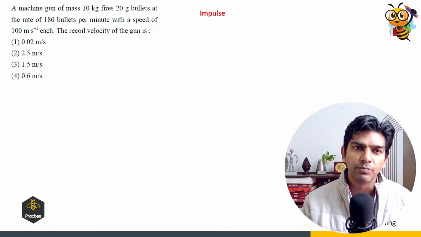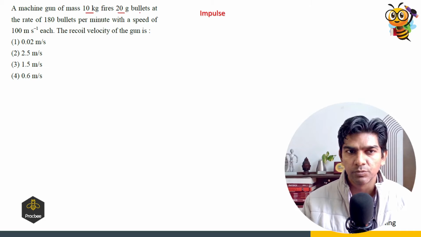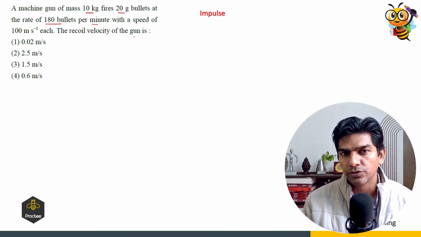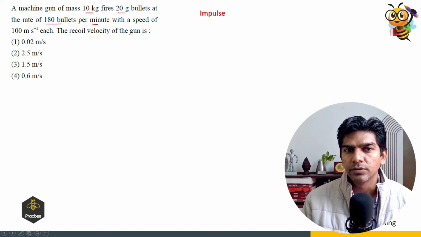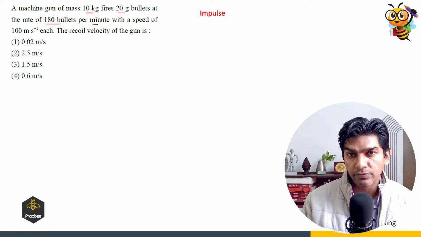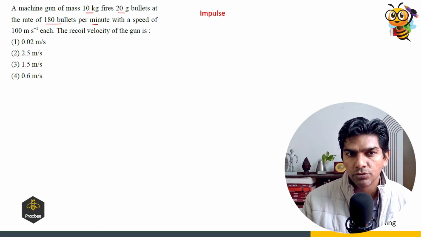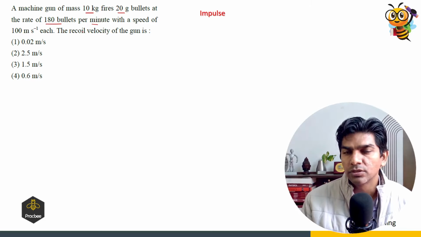A machine gun of mass 10 kg fires 20 gram bullets at a rate of 180 bullets per minute with a speed of 100 meters per second each. The recoil velocity of the gun, right? So the recoil velocity will keep on increasing as long as the firing is happening. So it means they should also specify the time after which we have to find the recoil velocity. So this question is not complete.